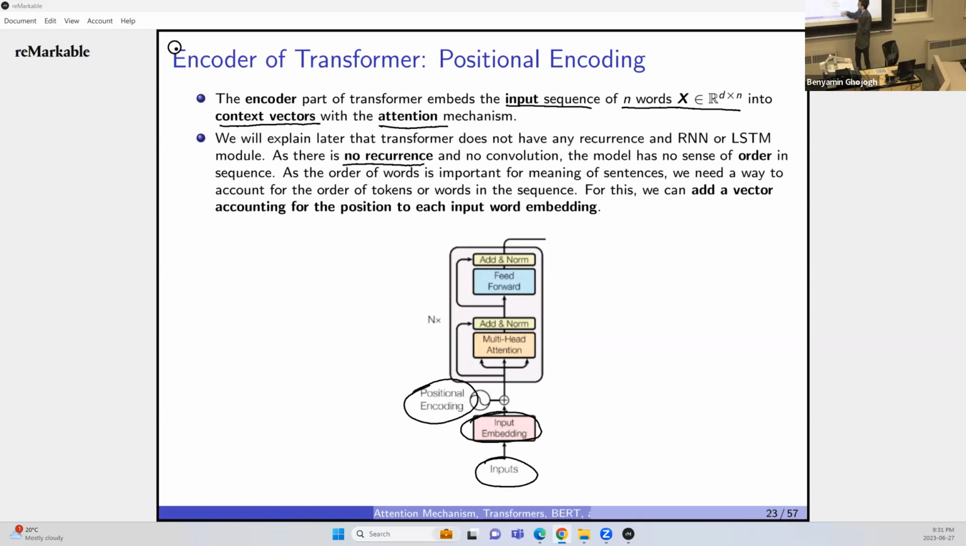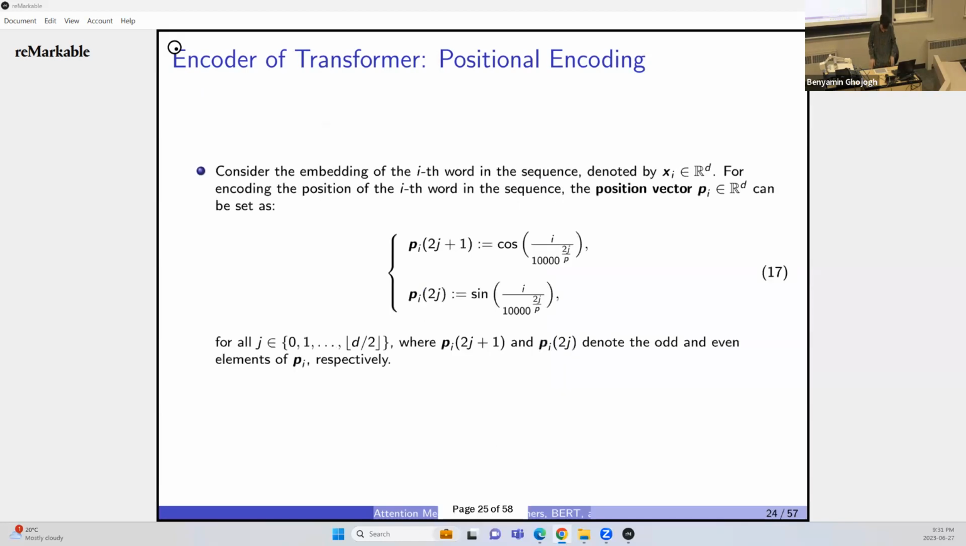But how? We add the positional encoding, which encapsulates the information of order in a way that I will tell you. So I define a position vector bold Pi. Don't confuse it with a not bold P, which was the dimensionality of query and key. That was different. This is bold Pi, a position vector for the ith input, xi. So xi is d-dimensional, and I let Pi also be d-dimensional.